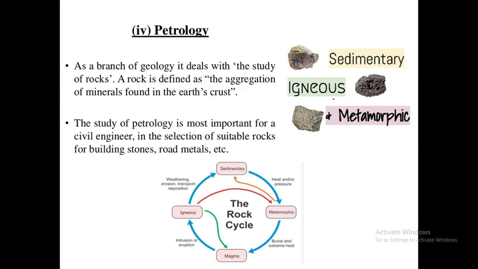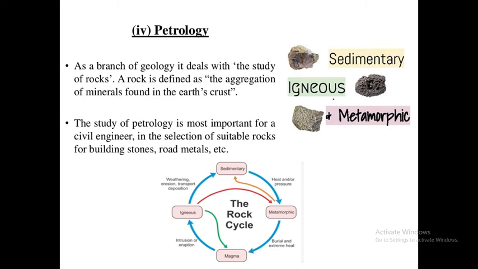If it is converted to sedimentary, it may again be converted to metamorphic. If it is converted to metamorphic, it may be converted to sedimentary. So hence it is known as a cyclic process. In some cases these igneous rocks may be reverted. Okay, as the temperature and pressure conditions change, they may form as magma also. So this is what we call the rock cycle.